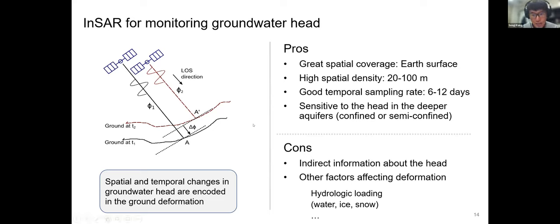But it is important to understand the limitations of the technique. First, it provides indirect information about the head, because we are measuring surface deformation, which includes information about the head changes. There are also many other factors affecting deformation, like hydrological loading. So when you're interpreting the InSAR data, it is critical to take these limitations into account.